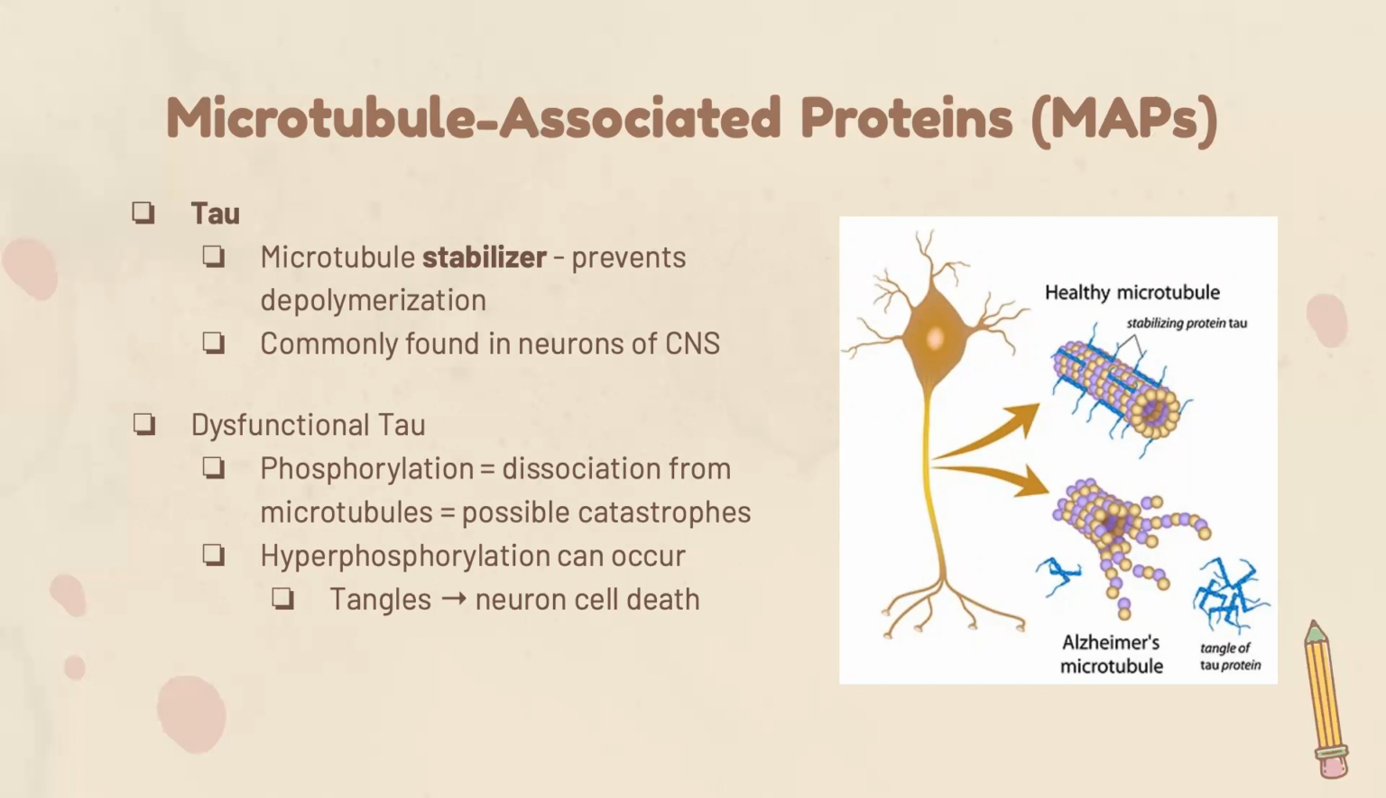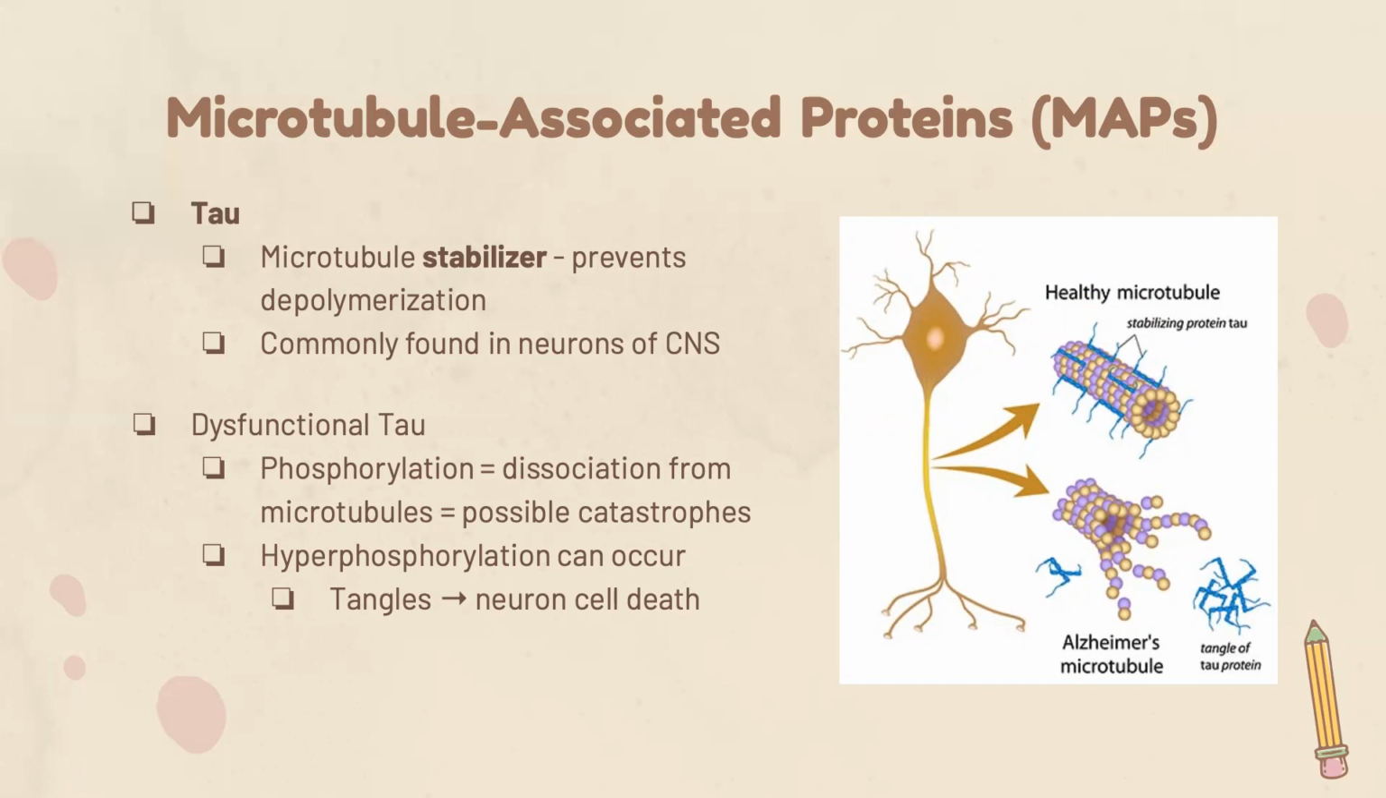So if you have functional tau, this is what your microtubule looks like. It's stabilizing the microtubule. It's making sure that everything is held together and that it's not going to break apart anytime soon. But if you have a dysfunctional tau and it's not able to do its job, then you have these tangles, as they're called, because nothing's holding the microtubule together and it's going to start depolymerizing.